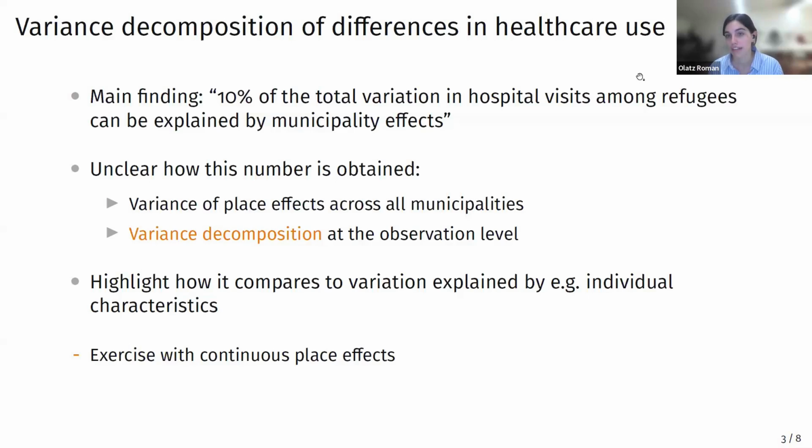And then something else that I found is that it was not super clear to me how you got to this number. It was not very clear if you had obtained this just by computing the variance of this place effect across all municipalities, or just by doing a variance decomposition, like AKM style, like you mentioned in the literature, right? I think the advantage of doing a fully fledged variance decomposition and giving it some more importance would be that you could compare it to the variation in your outcomes that can be explained by individual characteristics, for example, and could reinforce your own result.